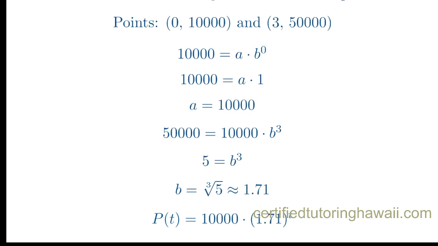So, if one of your points has an x value of 0, the process is straightforward. If it doesn't, you would set up 2 separate equations and divide one by the other to eliminate a. We've now seen how to build an exponential model from 2 data points. Let's move on to our second objective, applying these models.